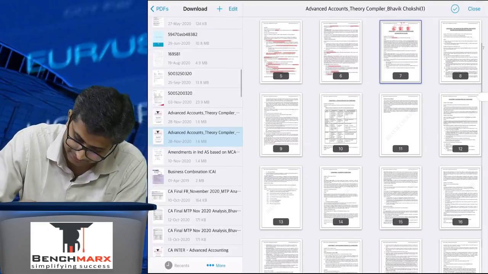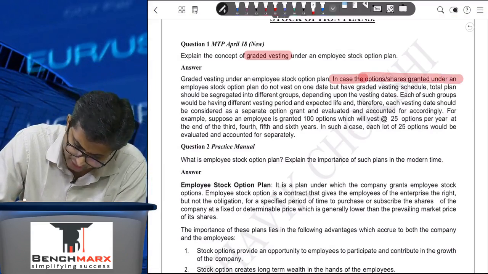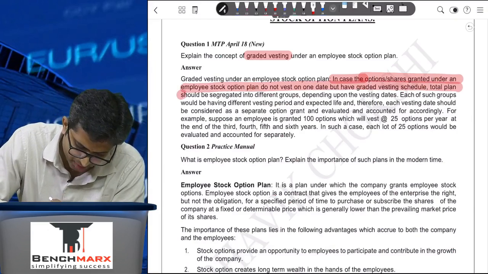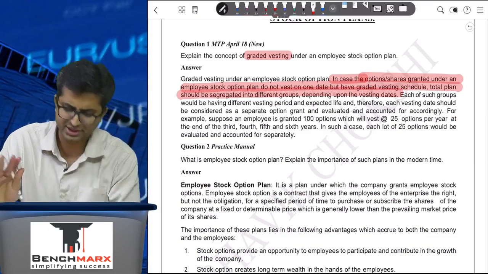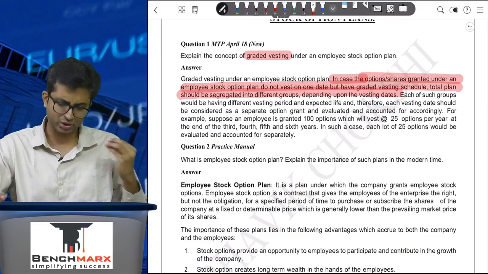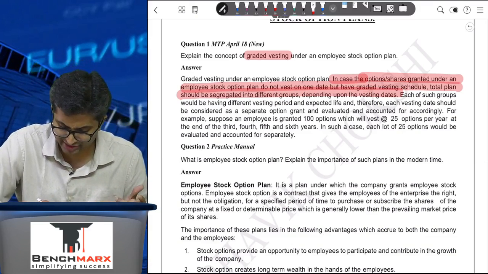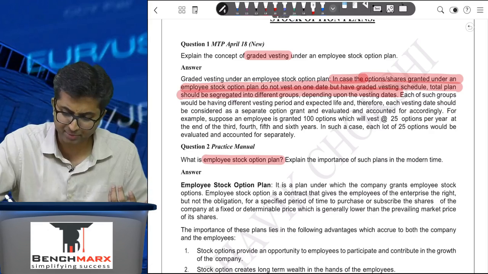In this case, the options do not vest on one date but have a graded vesting schedule. The total plan should be segregated into different groups depending upon vesting dates. So this is the only thing that you have to remember here. Otherwise you can write if you understand. What is employee stock option plan? This is generic, and explain the importance in modern time.